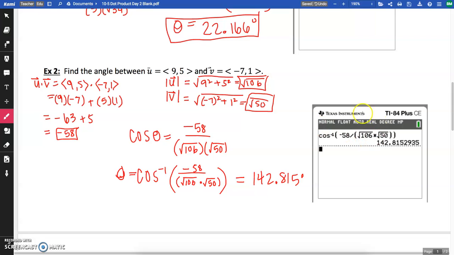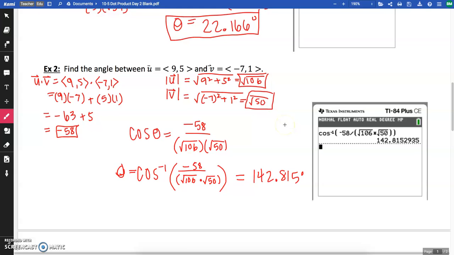Okay, again, this is how I typed it in. I have parentheses around the denominator and then just regular multiplication between the radicals. Make sure that you're clicking the right arrow on your calculator to get out of the radical once you're done typing in the number.